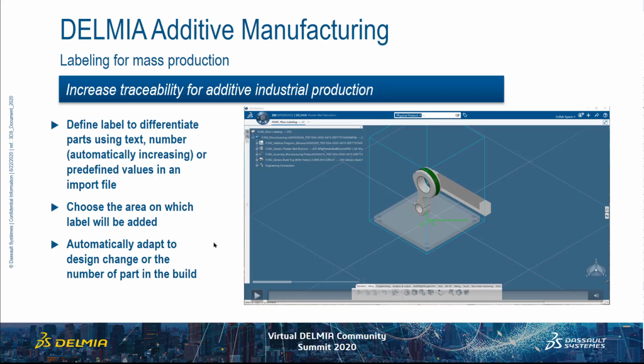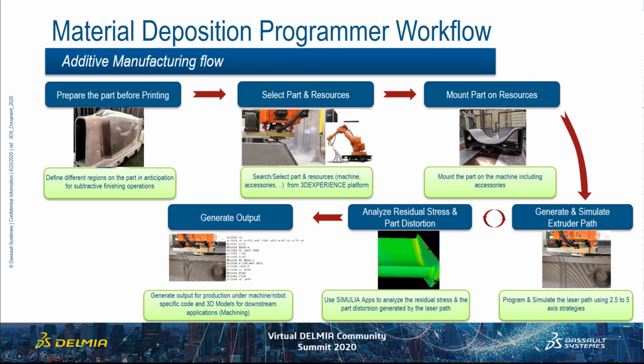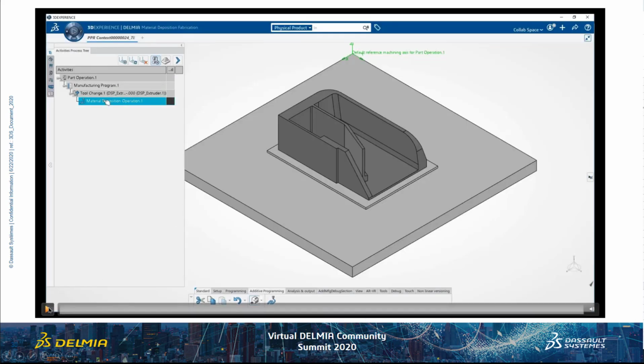So that's it for the powder bed programmer enhancements, and next we're going to be talking about the material deposition programmer. This is for all polymers. This is the workflow. We get the part, we prepare the part for printing, very similar to the powder bed programmer. Select the part and resources, mount the part on the resource. We generate and simulate the extruder path. This is machine simulation. Then we are also able to simulate for distortions with the distortion checker. And then we are able to generate the G code, the traditional G code for that machine. So that's the flow, and here's an example of what it looks like.